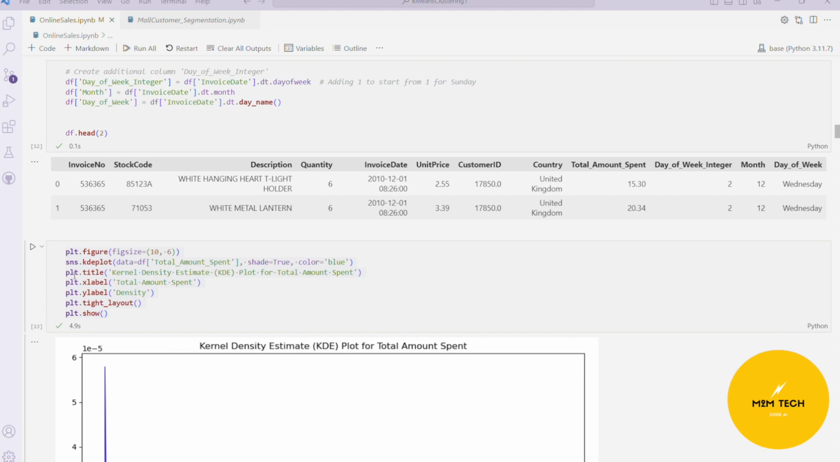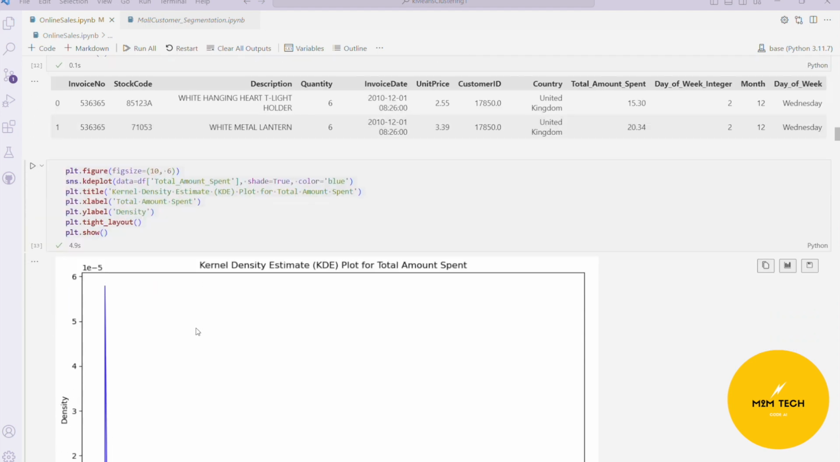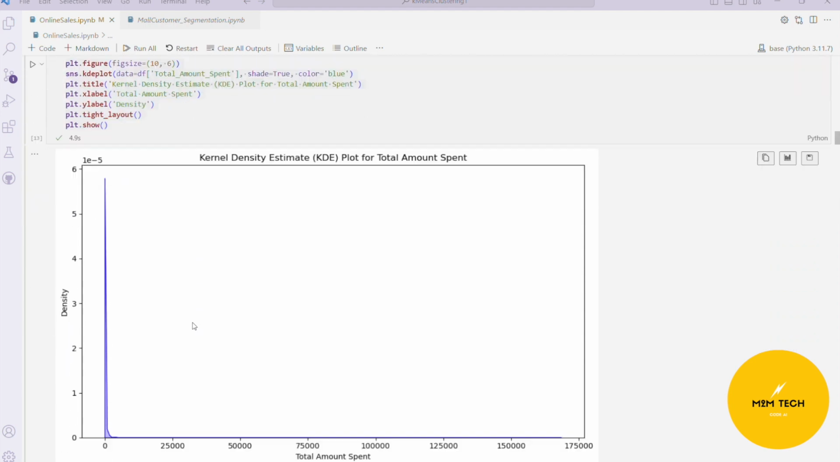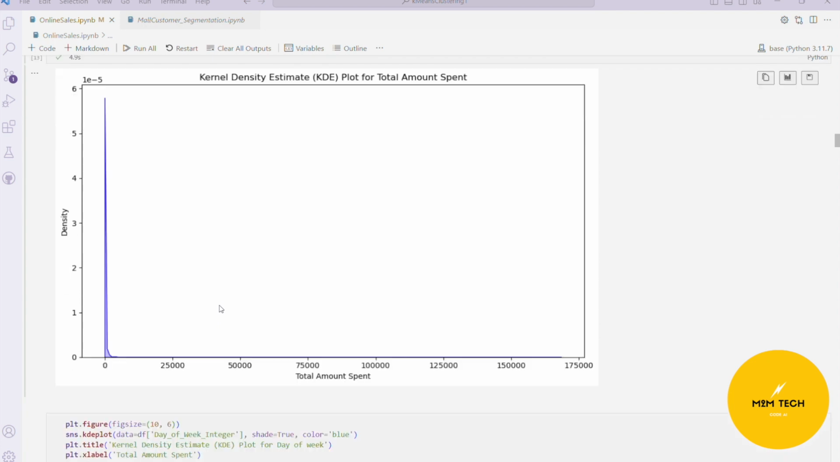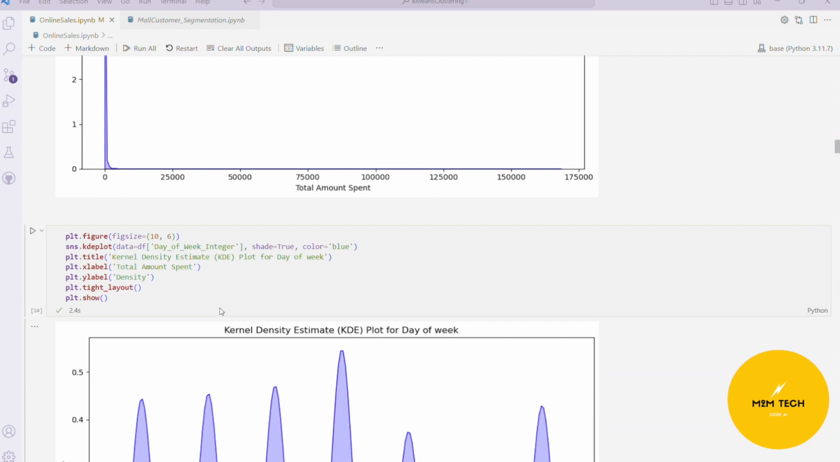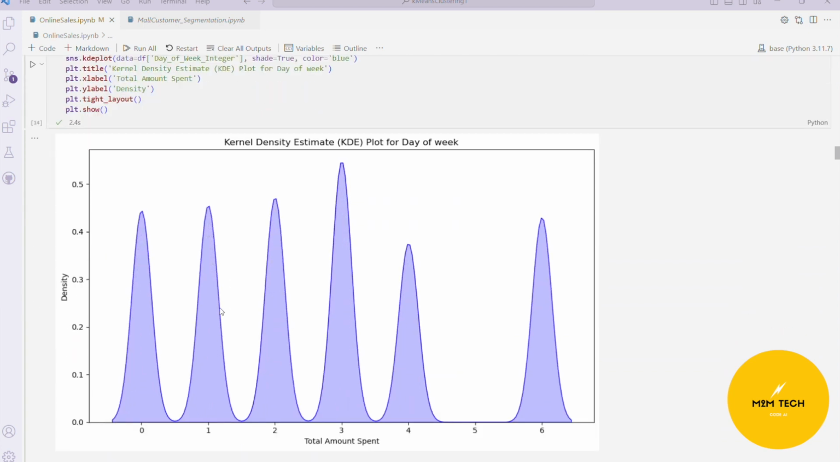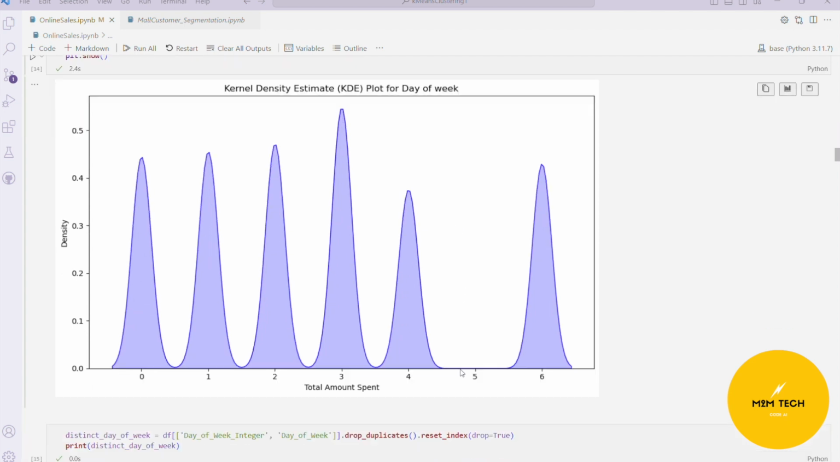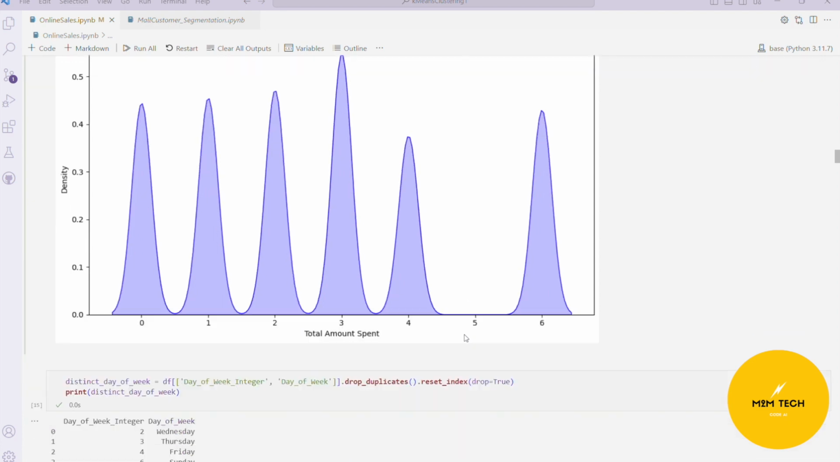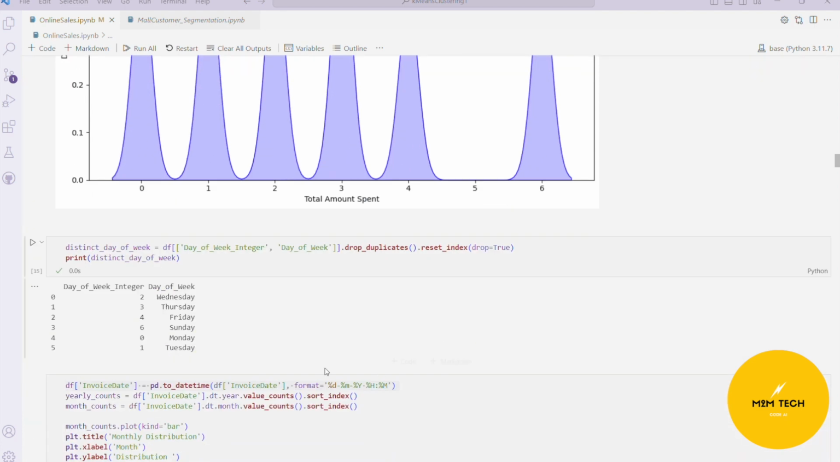And then I used the KDE plot to check the density of the amount spent. I could already see that it is left skewed. And then I wanted to check the distribution for day of week, and I saw that one of the days seems to have no data. Turns out to be Saturday, so maybe in this data set there was no sale happening on Saturday. Yeah, so this is it.